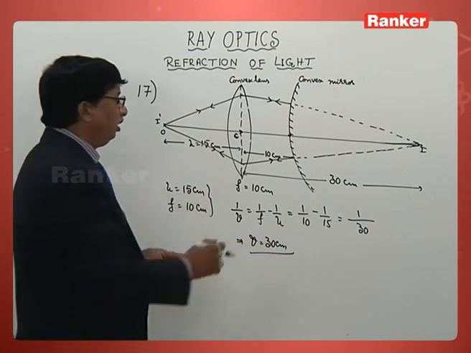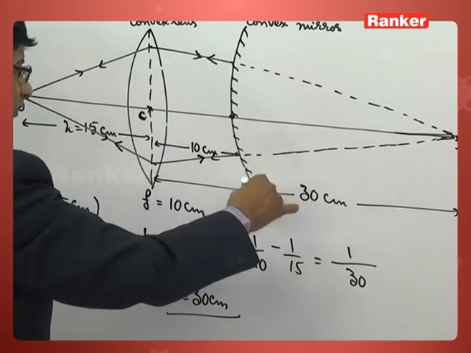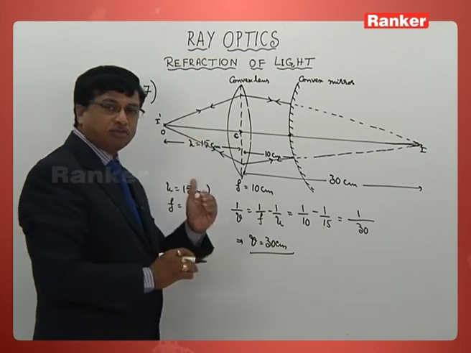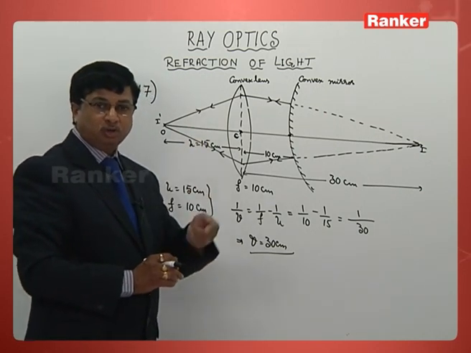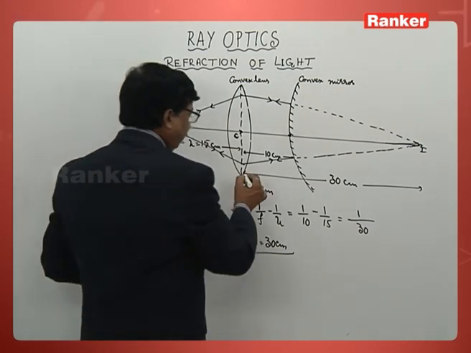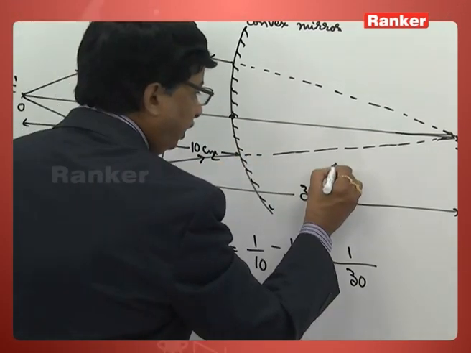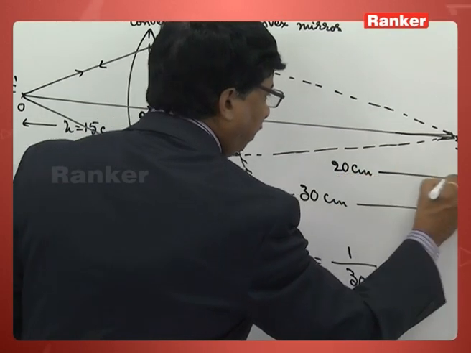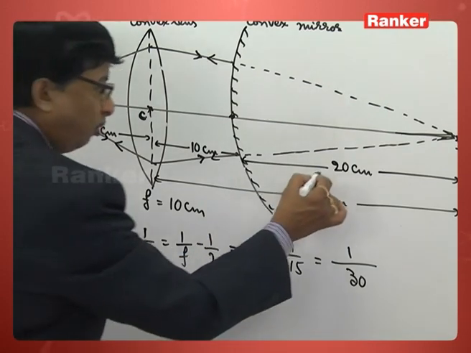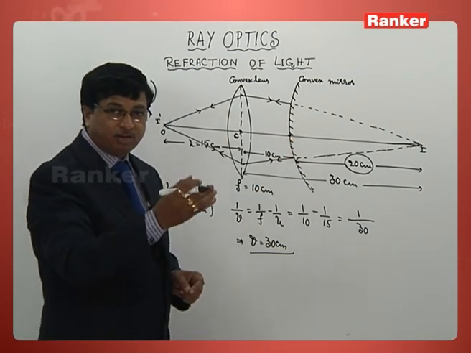So what we should understand, unless this distance is equal to the radius of curvature of this convex mirror, it is not possible for us to find the final image coinciding with the object. So this total distance is 30, this distance of separation is 10, then what will now be the remaining distance here? That now must be 20 centimeter. And what should be this 20 centimeter? That must be its radius of curvature.